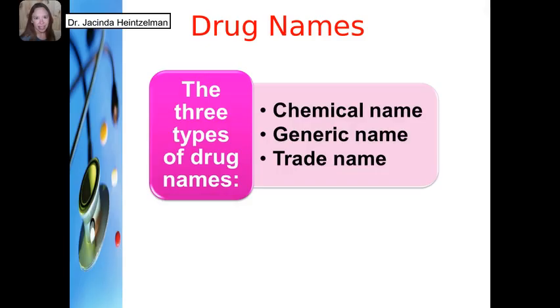We're going back on memory lane. Here we go, back to fundamentals again. So remember, when it comes to drug names, there are 3 different types of drug names. We have the chemical name, we have the generic name, and we have the trade name.